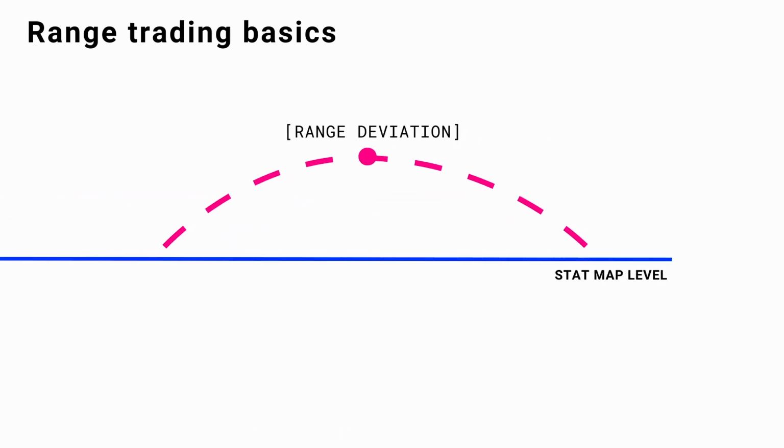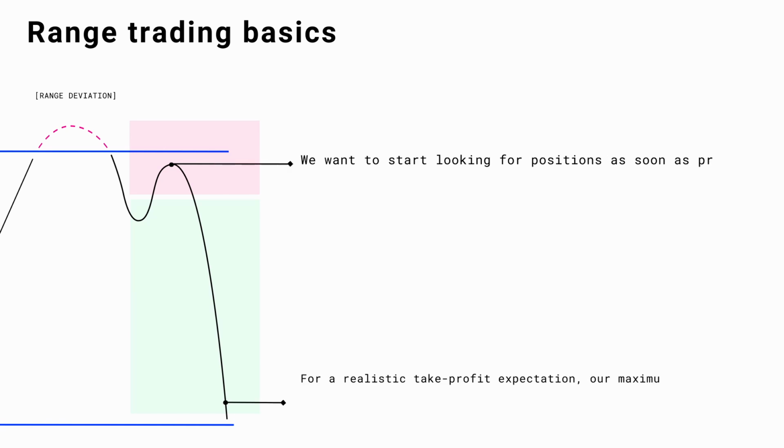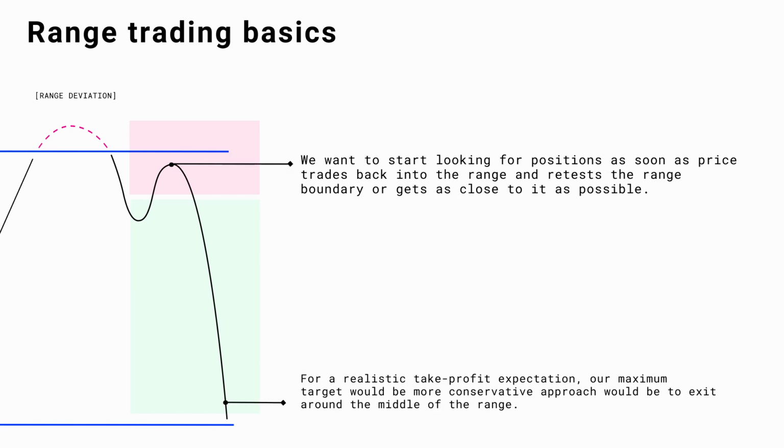As we said, we want to see price deviate from one of the stat map levels and see it trade back into the range. That's when we want to look for our entry function and look for the other side of the range as our maximum take profit expectation.